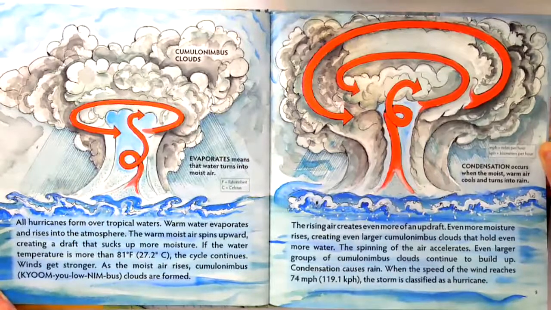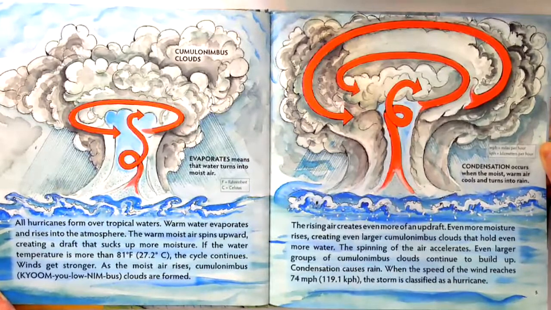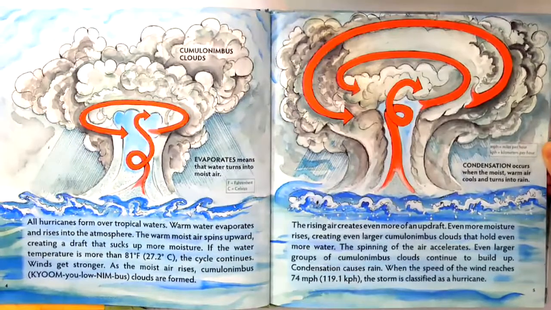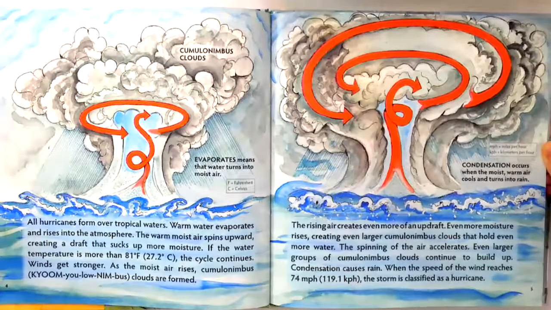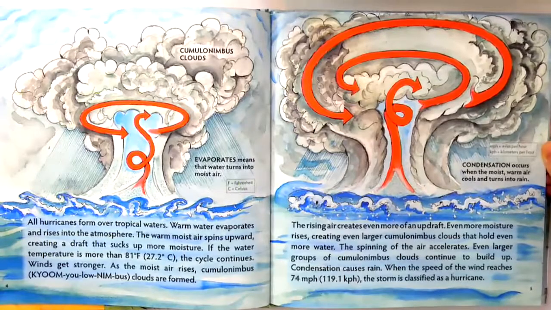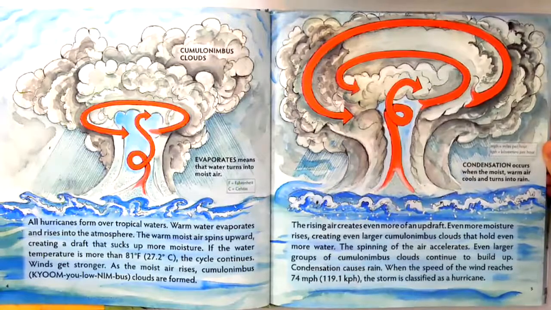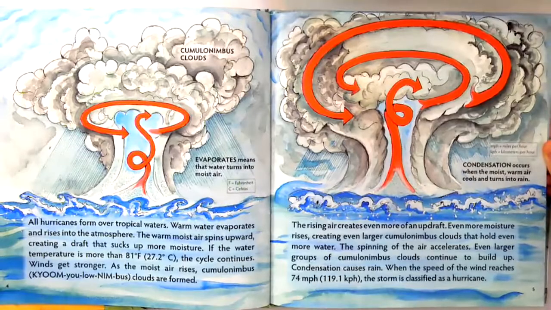Evaporate means that water turns into moist air. The rising air creates even more of an updraft. Even more moisture rises, creating even larger cumulonimbus clouds that hold even more water. The spinning of the air accelerates, which means it goes faster. Even larger groups of cumulonimbus clouds continue to build up.